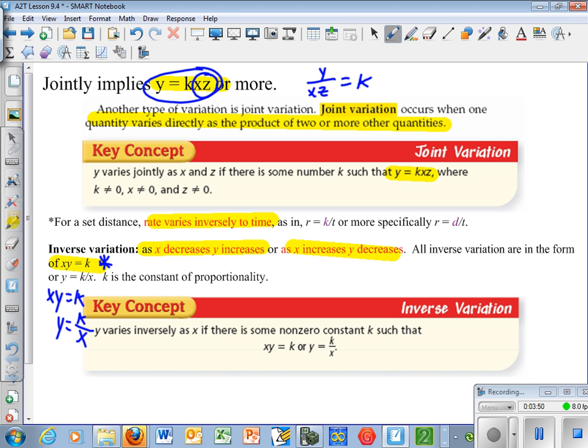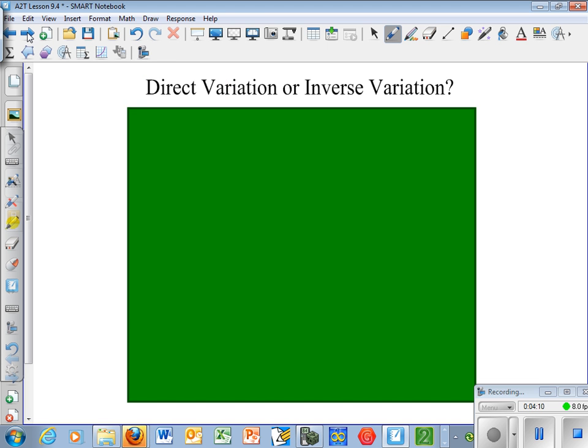None of this is going to make a whole lot of sense until we get into some examples. We're just defining things. So y varies inversely. I don't stick to the one that's got the fraction in it, even though it's really the same thing. I use the general form, and we want to use that general form with joint variation too.